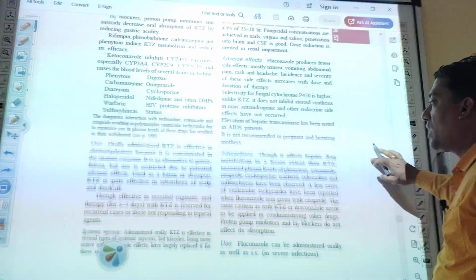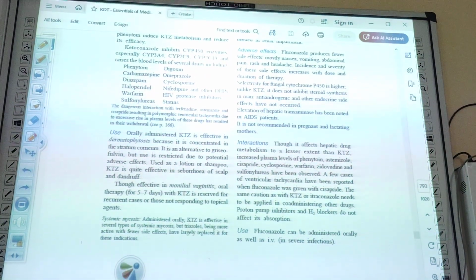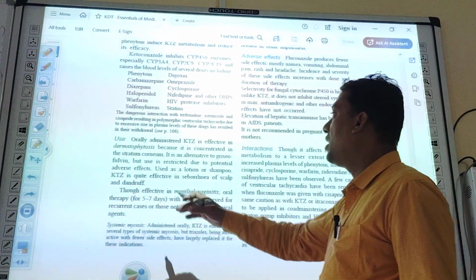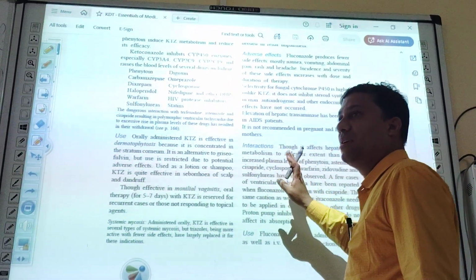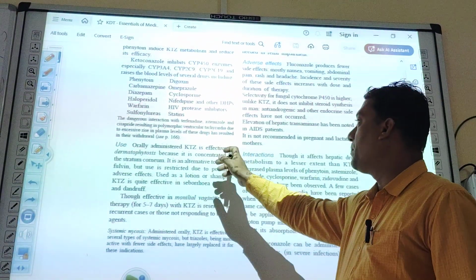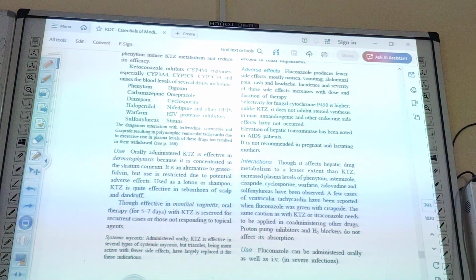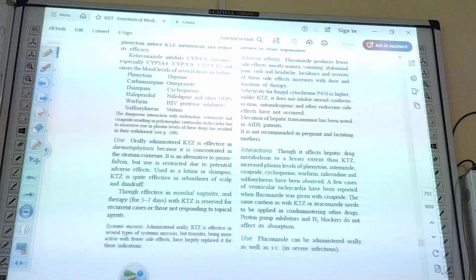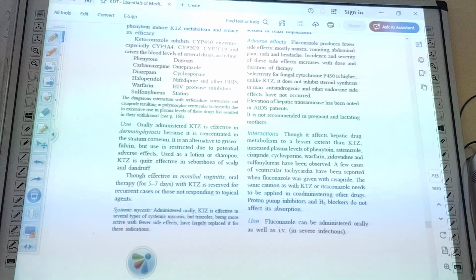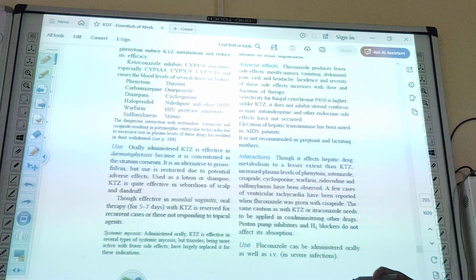Then, orally administered ketoconazole is effective in dermatophytosis because it is concentrated in the stratum corneum, the horny layer of the skin. By topical application it can be cured, and by oral administration of ketoconazole, deep fungal infection may also be cured.